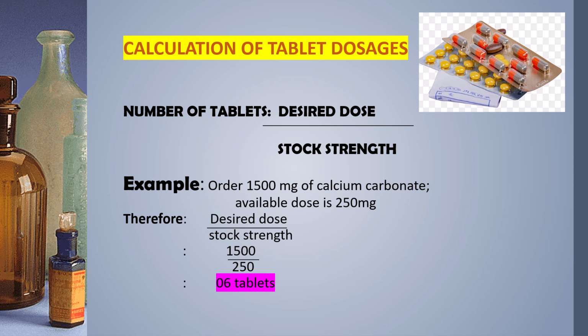Now comes the main part, that is calculation of tablet dosages. What do you mean? If you have been told to give a certain dose, but the medicine that has come to you is of another dose, how do you determine how much to give? The number of tablets will be the desired dose divided by the stock strength. For example, I've given you 1500 mg of calcium carbonate, but the one that has come to you is a 250 mg tablet. So desired dose divided by stock strength will give you 6 tablets. So you'll be giving 6 tablets.